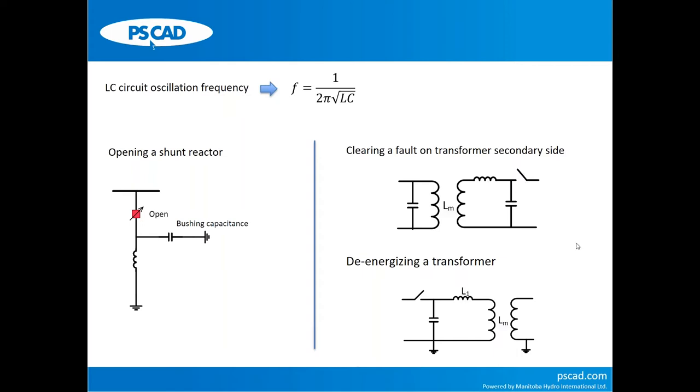Okay, the breaker is open. So this winding is effectively open. One can argue that there is a bushing capacitance and it has a path, but bushing capacitance, we said, is very small. So this is effectively open. Now, when you open this breaker, the oscillating circuit is this bushing capacitance here plus the large magnetizing inductance, plus of course the leakage, but leakage is small, right?